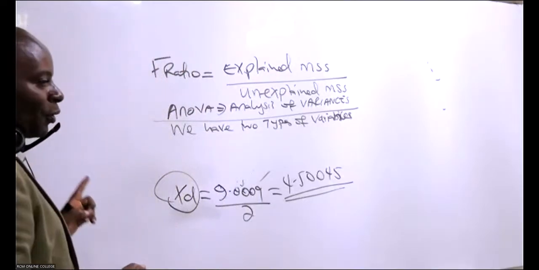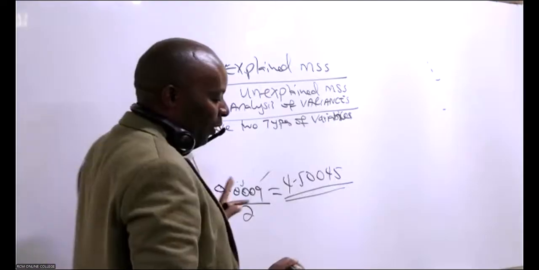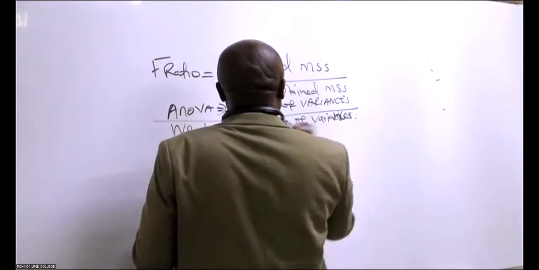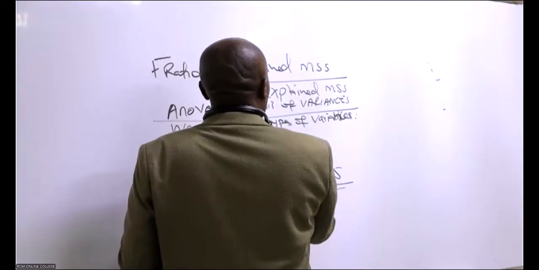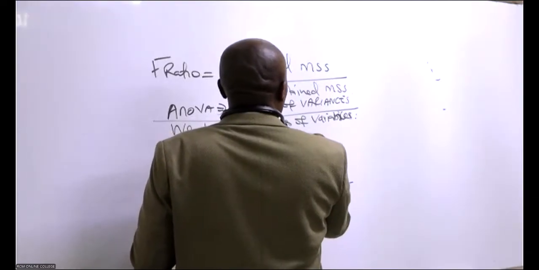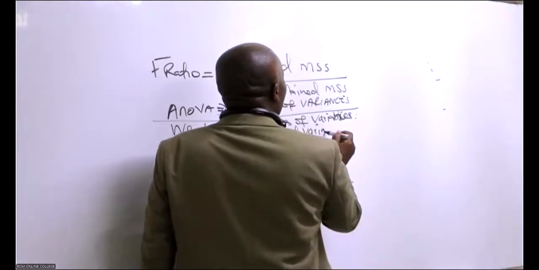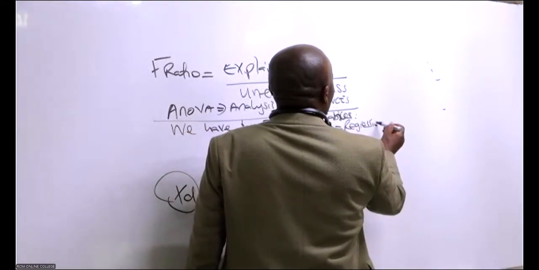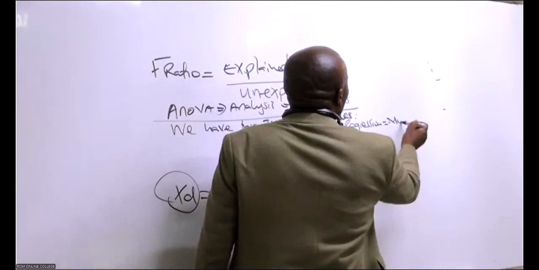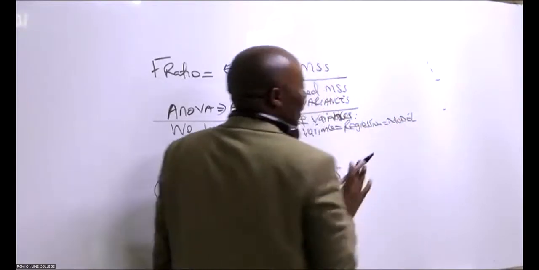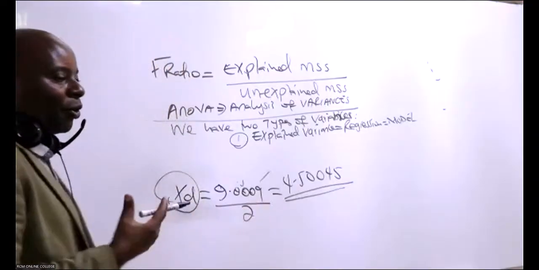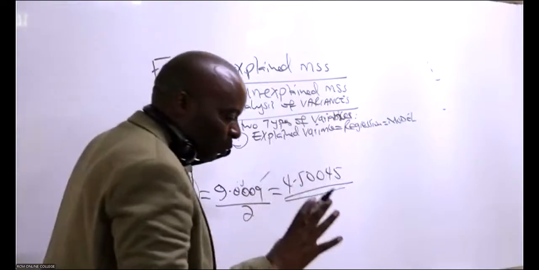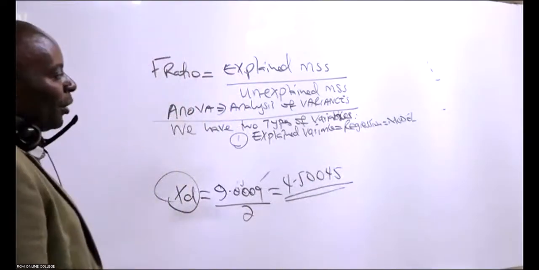So we have how many types of variances? Do you remember them? Number one: explained. This explained variance is what we call regression. At times you'll get the examiner using the word model variance. Whenever you hear model variance, know that that is the variance that has already been explained.